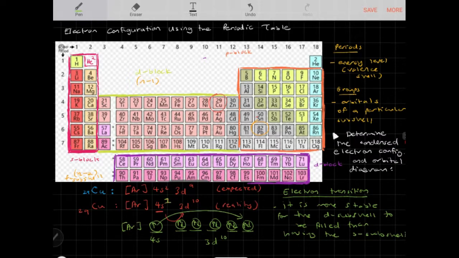Another exception of this, and the two main exceptions, are copper as well as chromium, right? So you can also look at the electron configuration of chromium, and normally you would expect argon 4s2 3d4, but you're actually going to see 4s1 3d5. So anything that has an electron transition, the s orbital isn't completely filled because there's an electron transition from that s orbital or subshell to the D subshell, because it's more stable for the D subshell to be filled.